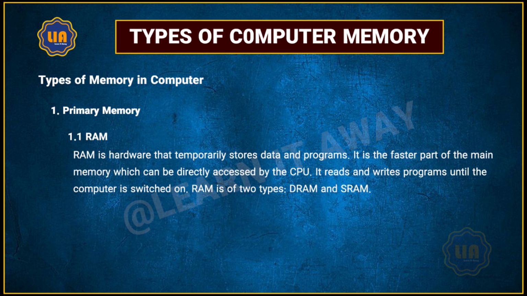1.1 RAM. RAM is hardware that temporarily stores data and programs. It is the faster part of the main memory which can be directly accessed by the CPU. It reads and writes programs until the computer is switched on. RAM is of 2 types, DRAM and SRAM.